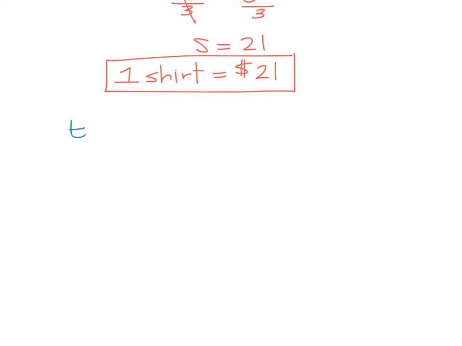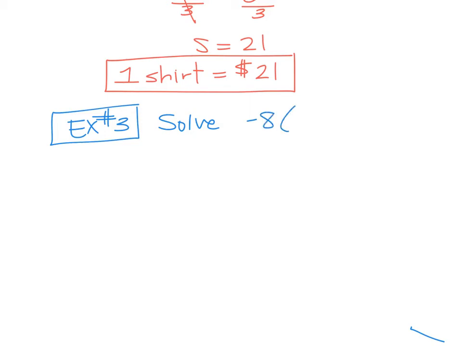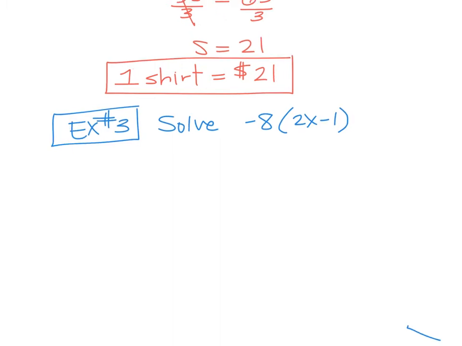Next one. This is example 3. We're going to solve. How many more examples would you like? There are 5 different types of problems, so there are 2 more different types of problems after this one. But I might do a couple of this one.